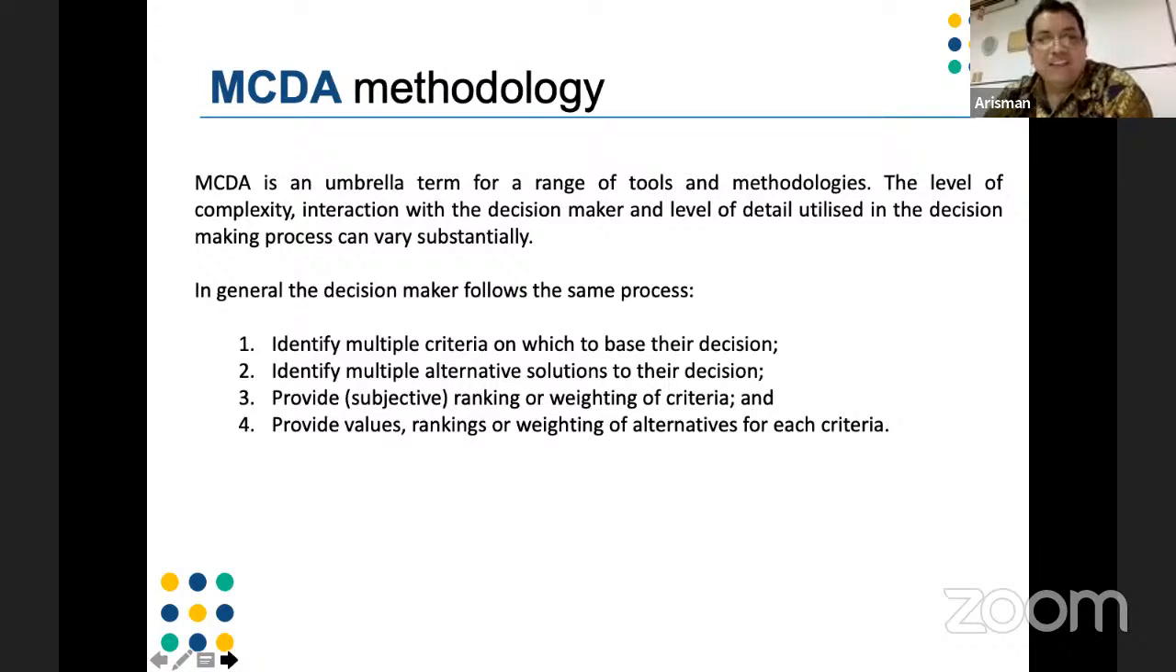MCDA, as we call this methodology, is an umbrella term for a range of tools that differ in methodology, level of complexity, interaction with the decision maker, and the level of detail utilized in the decision making process. In general, decision makers follow the same process: identify the multiple criteria on which they base their decision, identify multiple alternative solutions to their decision, provide ranking or weighting of criteria, and provide values, ranking, and weighting of alternatives for each criterion.